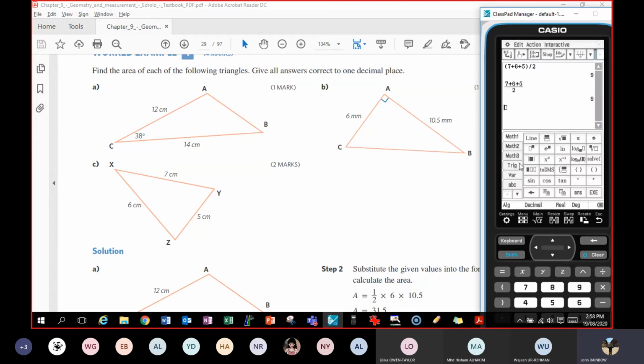Now my value of S, now I've got it. So then what we're going to do is the square root of the value of S, which is 9, times by 9 minus 7, 9 minus 6, 9 minus 4, 9 minus 5. So it's S times S minus length times S minus the other length times S minus the other length. Square root of those, the area of that is 4.7 to 1 decimal place. And centimeters squared. Give units. This would be centimeters squared, millimeters squared. Here, you're going to do half base times height because it's a right angle triangle.